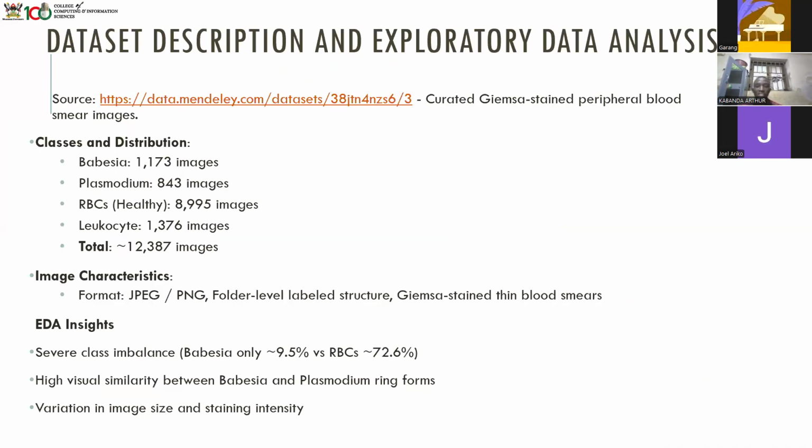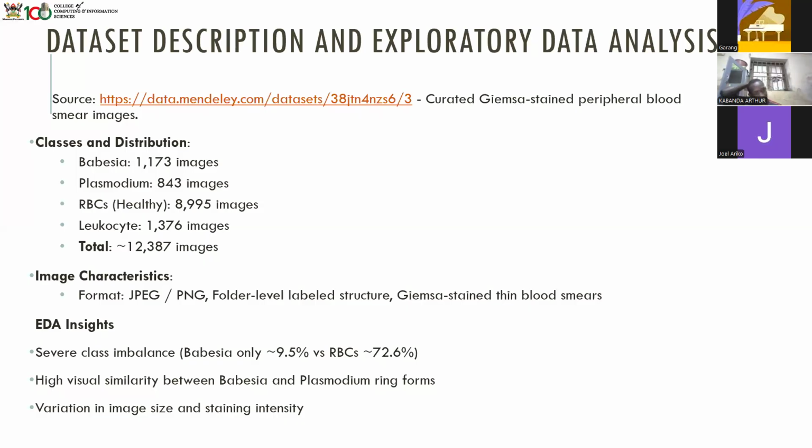So, our dataset and description analysis: we got our dataset of Giemsa-stained peripheral blood smear images from Mendeley. Our dataset was divided into four classes: the Babesia, Plasmodium, the red blood cells, and then the leukocytes. Our images are in JPEG and PNG format, and they are blood in their structure as you uploaded it, and all are Giemsa-stained thin blood smear images.